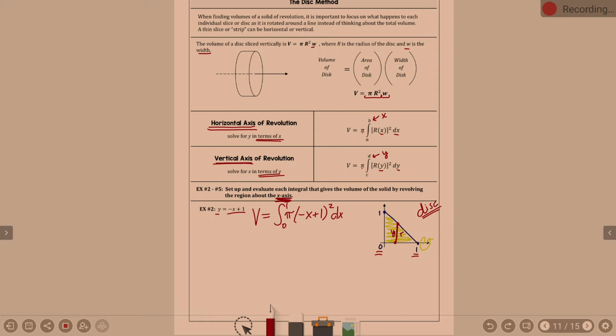So, okay, what do we do? I'm not going to integrate quite yet, but yes. I personally am going to FOIL. So when I FOIL this out, I have x squared minus 2x plus 1, if I've done my math correctly. Keeping the pi out front, I'm going to integrate now.